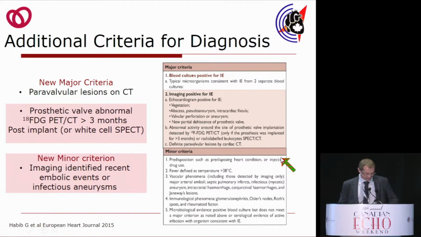So as mentioned in the introduction, the new European guidelines looking at endocarditis now recommend FDG PET for prosthetic valve endocarditis as a major criterion. My colleagues would have touched on this, but in CT imaging, if you see a paravalvular abscess or aortic root abscess, that's now a new major criterion. In terms of these embolic infectious events, where do they score in the criteria? They're now classified as a new minor criterion. So they're classed essentially as a vascular event, as we used to classify it in terms of the minor criteria.